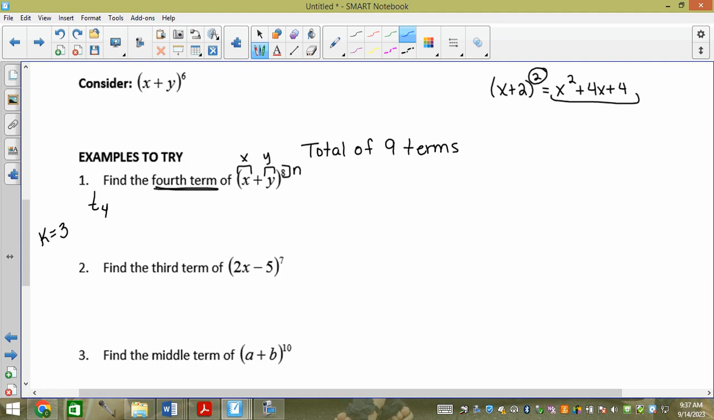So this one would royally suck if I had to do all 9 terms. But I could sequentially do every single one. I just have to do it 9 times. They don't want me to do it 9 times. They just want the 4th term. See if you can figure it out.